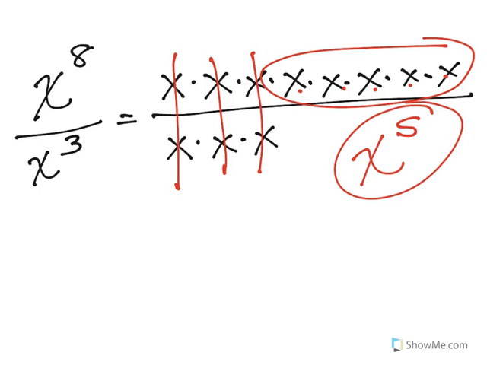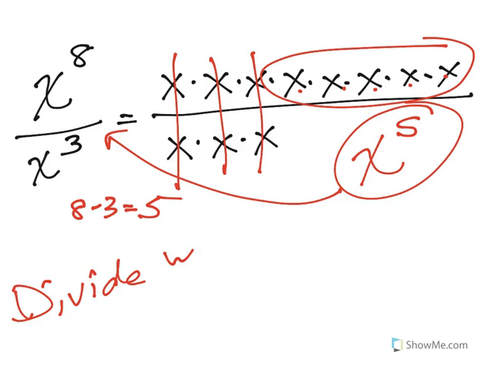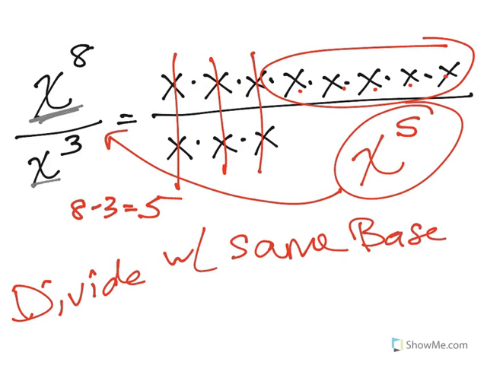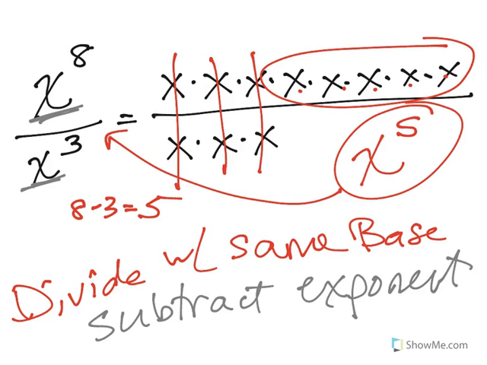Now, see how that relates to our initial question. Well, 8 minus 3 is 5. If I am dividing with the same base, again, the base is the piece that has the exponent, so the x here is the base, I subtract the exponents. And I always subtract numerator minus denominator. So 8 minus 3, and the answer there, again, is x to the 5th.